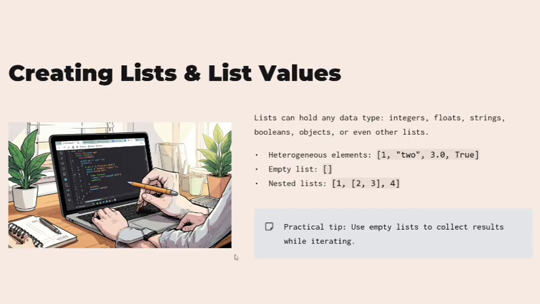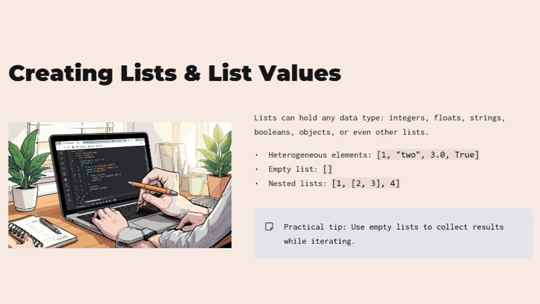Okay, so let me tell you. Mixed data types. Python list can contain different types together. For example, you can see here heterogeneous elements. Here we have integer, string, float, boolean. This is called a heterogeneous list.